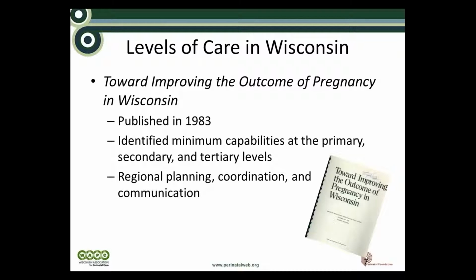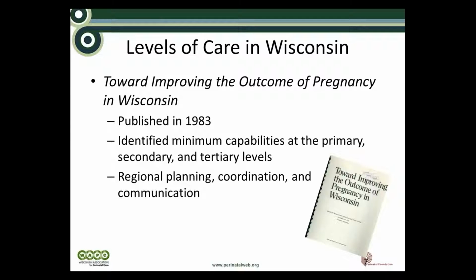As we go through these first few slides, I'm going to go back and forth between what's happening nationally and what was happening here in Wisconsin. WAPC published its own Toward Improving the Outcome of Pregnancy in Wisconsin in 1983. This document identified minimum capabilities for hospitals at the primary, secondary, and tertiary levels.